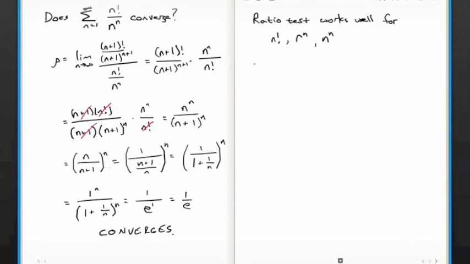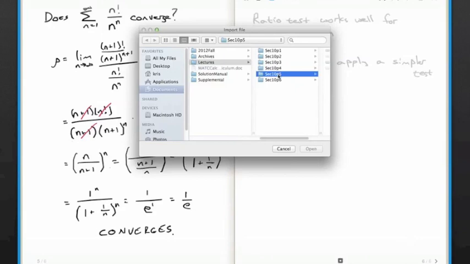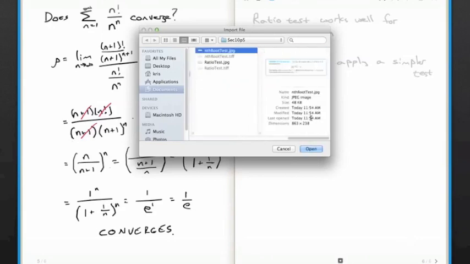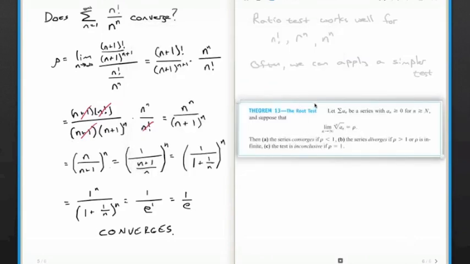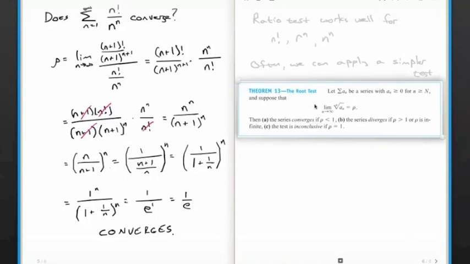But often we can apply a simpler test. And that simpler test is as follows. It is called the nth root test. And here's how it looks.